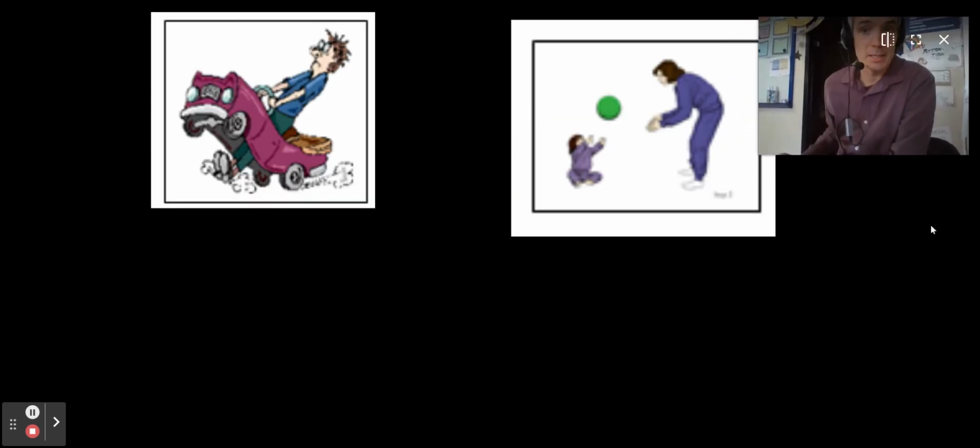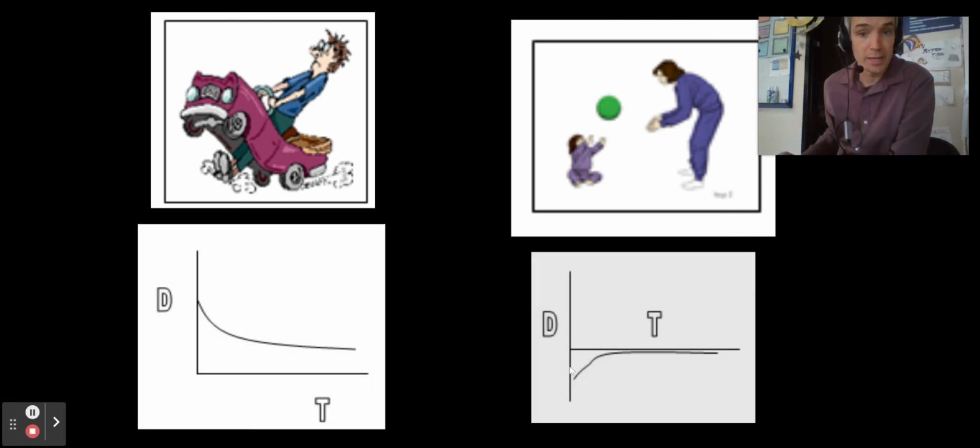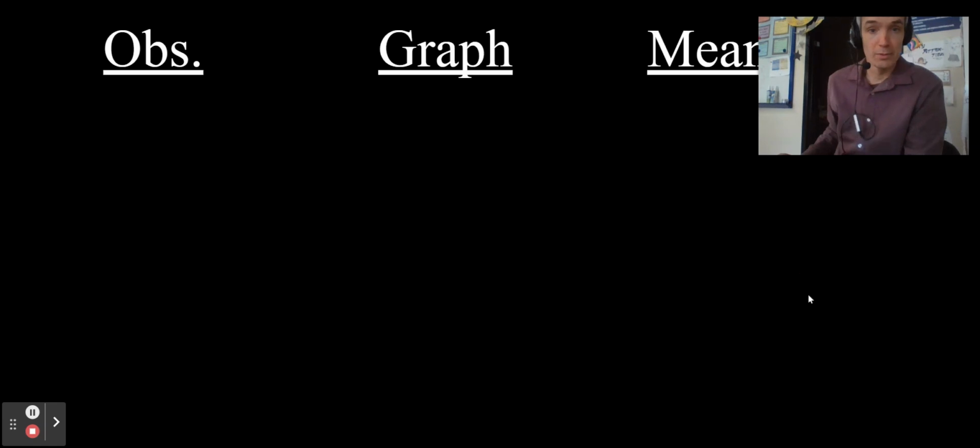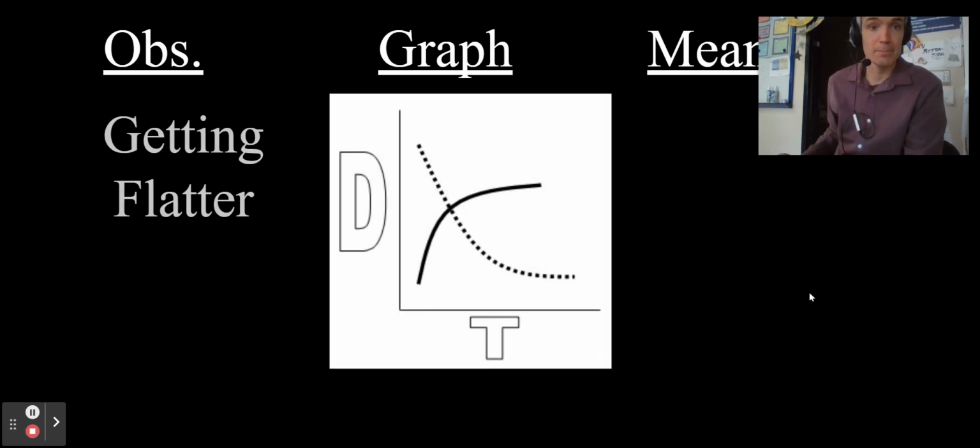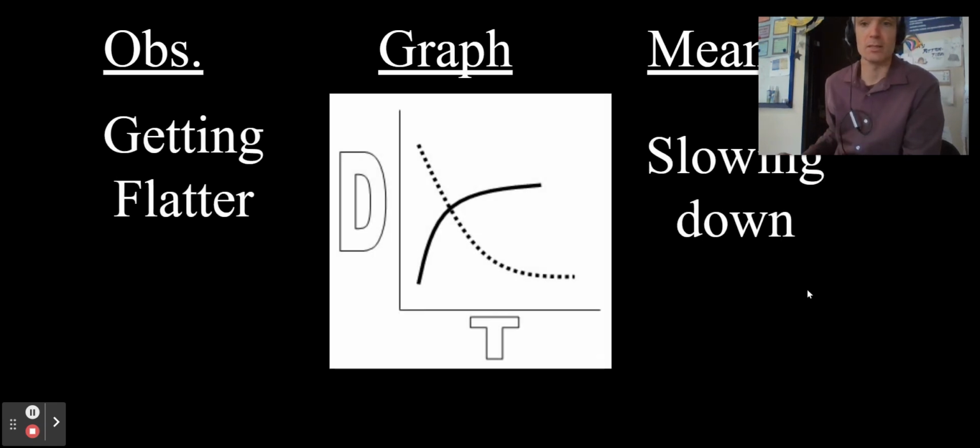And the opposite is true for graphs that are getting less steep. I've got someone braking, their line's going to look like this. They're going fast and then flatlining. And if this ball were being tossed up and then caught, now remember, these graphs are one dimensional, like up and down. What does it mean if it's getting less steep or flatter? That means the object's slowing down.